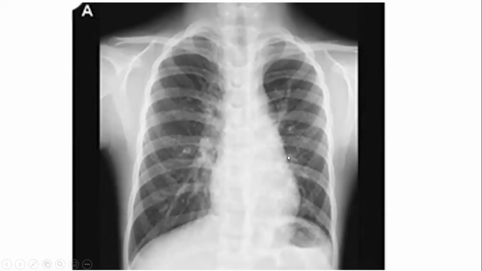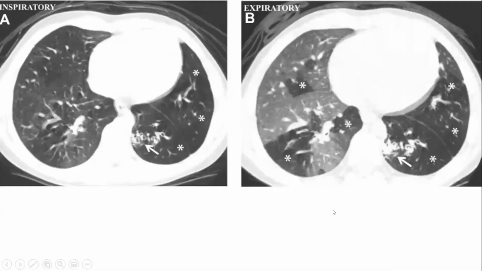This is a patient with Swyer-James. You can see that the pulmonary artery is small. There is hypoperfusion of that lung indicated by small and few pulmonary vessels, and there is loss of volume. But this child does not have increased lucency in that affected lung.